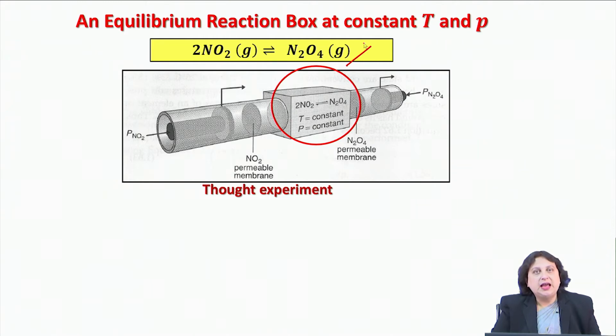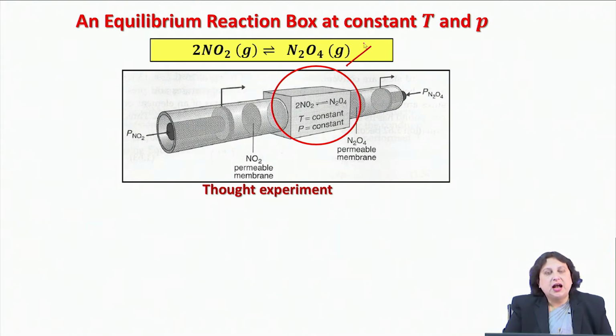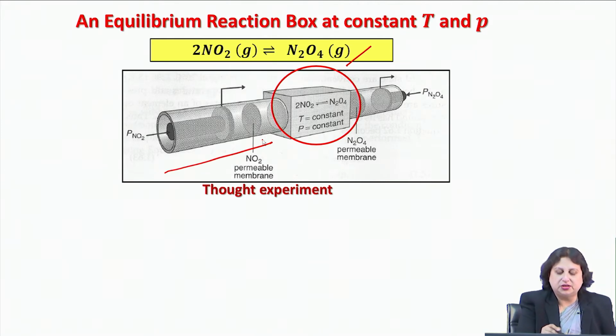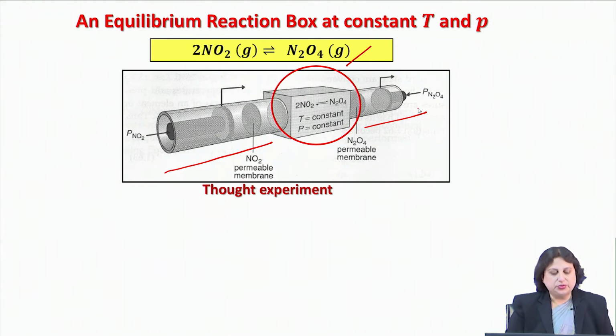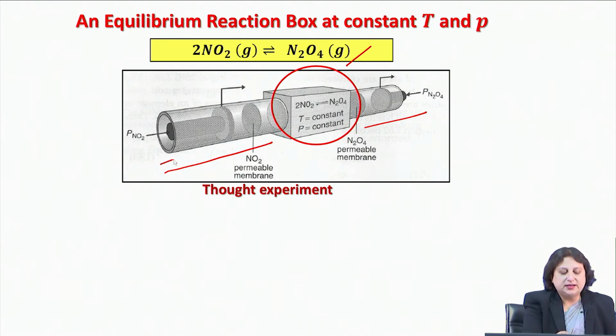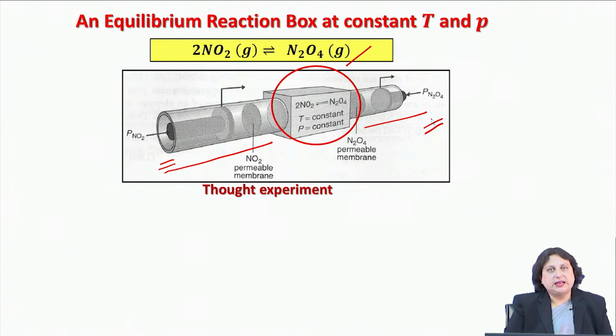In this box, I have a chemical reaction equilibrium between NO2 and N2O4, and they are being maintained at a constant temperature T and pressure P. Now, with this reaction box, I have 2 more attachments which are shown here and here. I'm going to call this part the NO2 side and this part the N2O4 side.